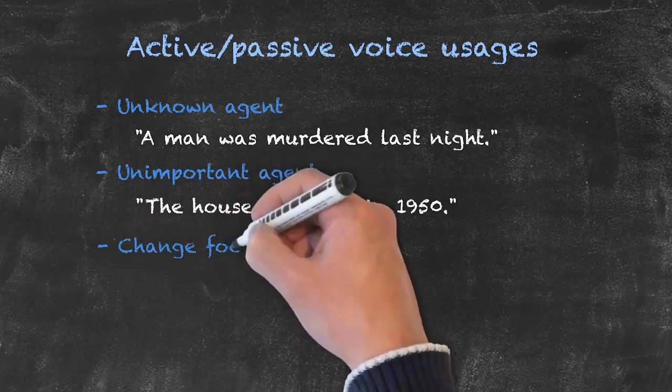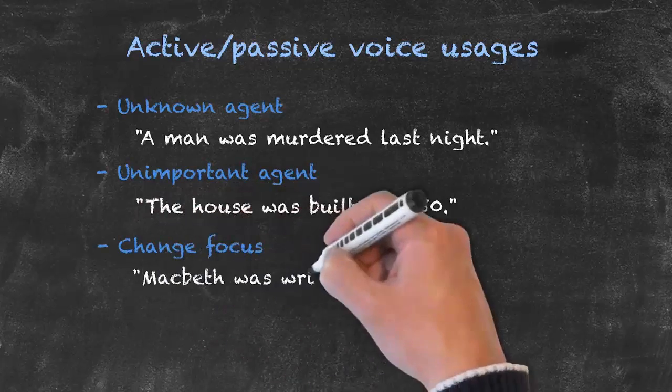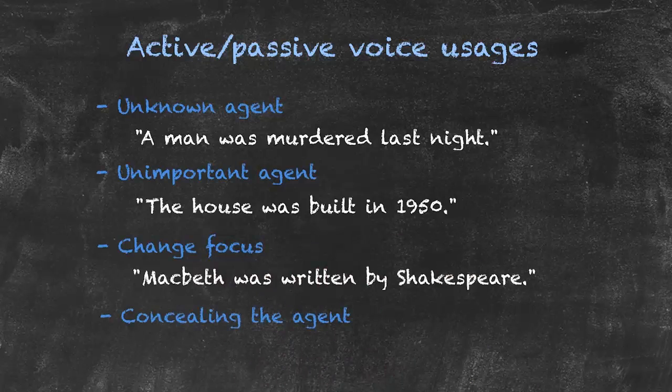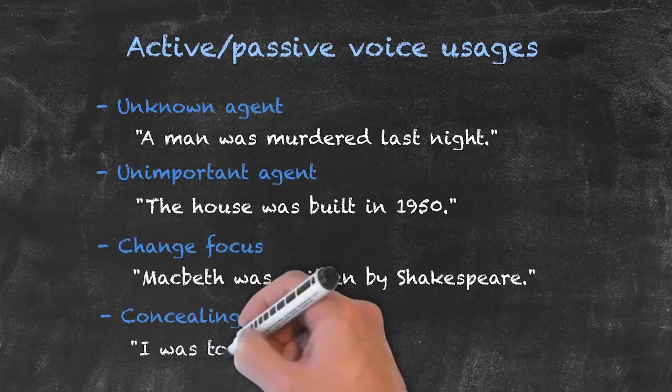When we want to change the focus, Macbeth was written by Shakespeare. Rather than focusing on Shakespeare, who wrote Macbeth, we want to focus more on Macbeth, the story. Finally, we use the passive voice when we want to conceal the agent. We might say, I was told you stole my money.